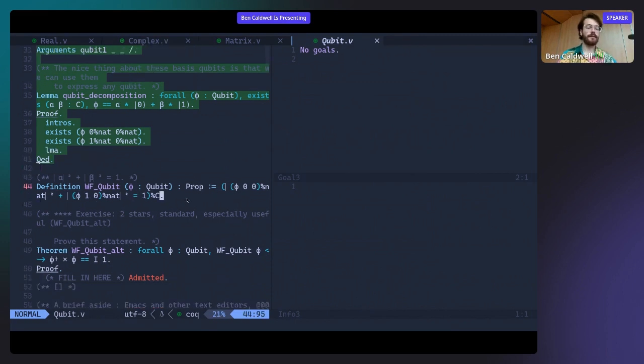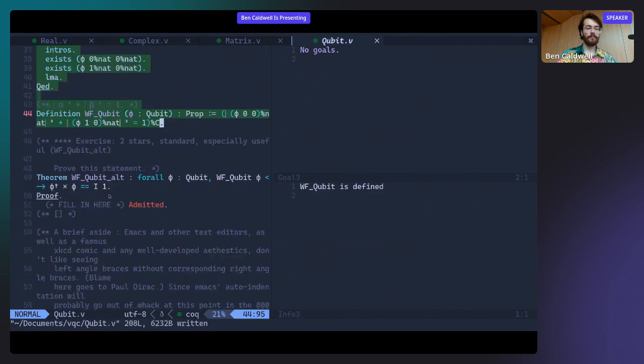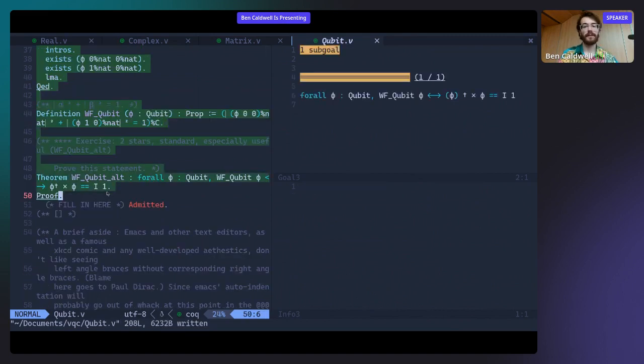Right, so then we have a definition for what a well-founded qubit is, which is going to be that the norm of the sum of the norms of each of its indices is 1. Which is equivalent to this statement that says that a qubit is well-founded if and only if a qubit multiplied by its adjoint is 1.